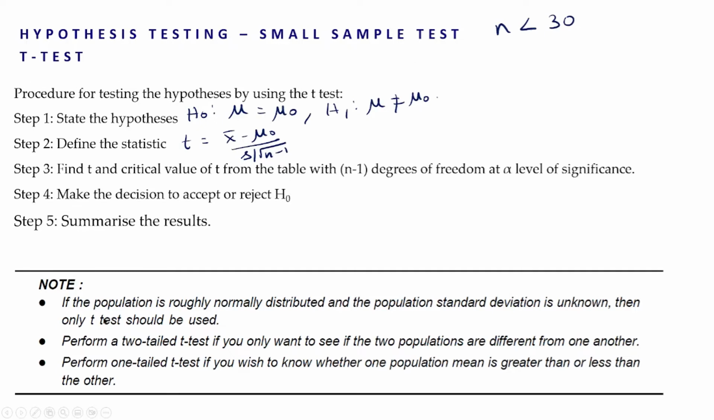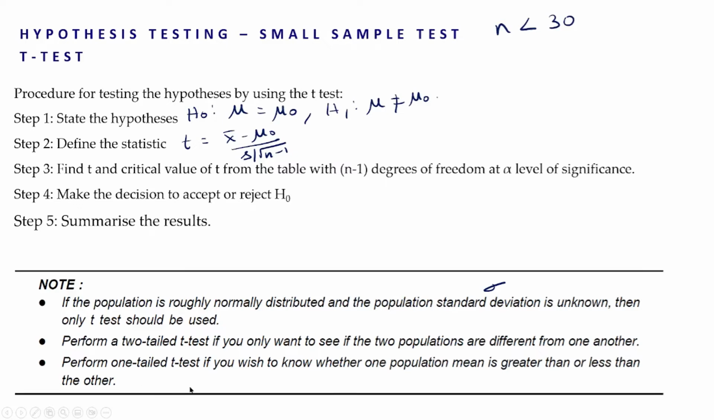Here are few points to note. If the population is roughly normally distributed and the population standard deviation sigma is unknown, then only t-test should be used. If this sigma is known, then we have to use some other test. It is beyond the scope of this syllabus. Then the next point is perform a two-tailed test if you want to see if two populations are different from one another. So if we have to test a hypothesis of this form, that is H naught is mu equal to mu naught and H1 is mu not equal to mu naught. In this case, we have to perform a two-tailed t-test.